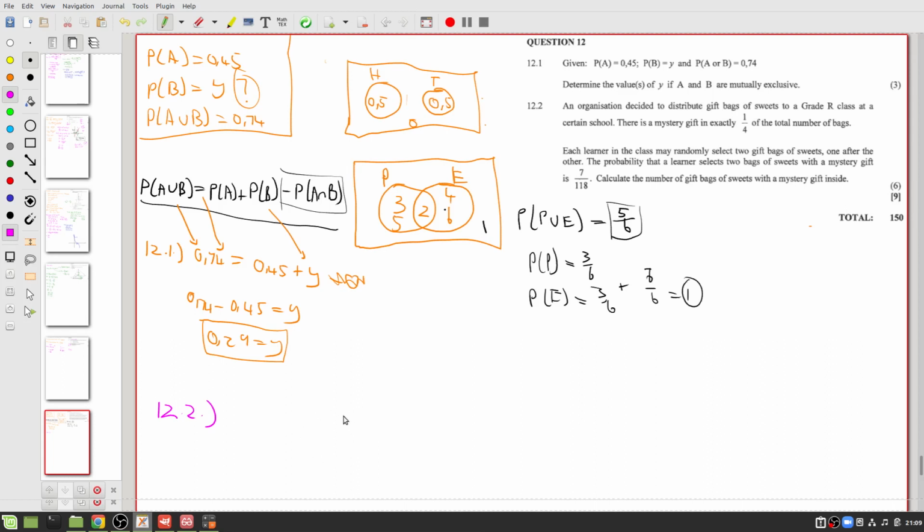So we have a certain number of bags, and a certain number of those bags contain a gift. So I'm going to say let the mystery gift bags be x. So those are the ones that contain the mystery gift. So then the total number of bags would be what? Because the mystery is 1/4 of the total, right? So the total number of bags would then be 4x, right? The total number of bags. Just put bags here. Mystery bags and total bags.